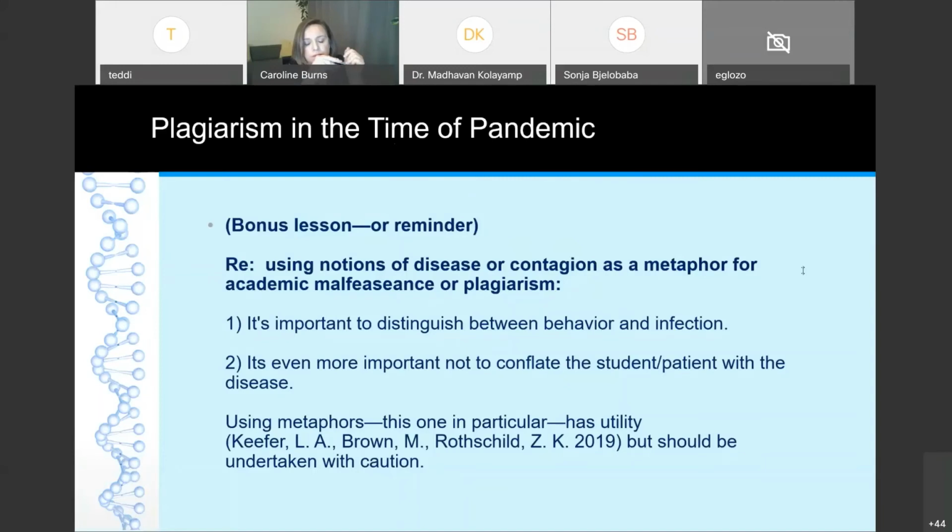And there's some more about using this metaphor. The study that I cite right down there shows how it can actually be really useful to talk about academic integrity breaches or plagiarism as a disease, but you just have to be really careful how you do that, so you make sure that students don't feel like they're associated with the disease forever.